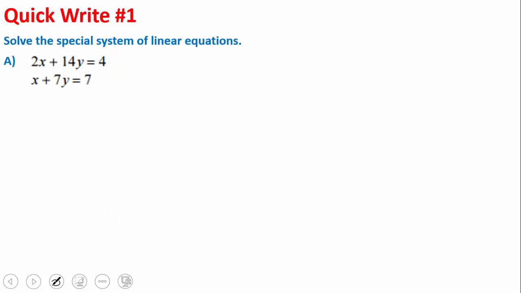Ladies and gentlemen, your first quick write of the night. Write down this special system of linear equations: 2x plus 14y equals 4, and x plus 7y equals 7. Solve it, and yes, we already know the answer is going to be no solution, but you have to be able to prove to me why it has no solution. I will see you back here in just a few moments after you take a quick break for video number 2.